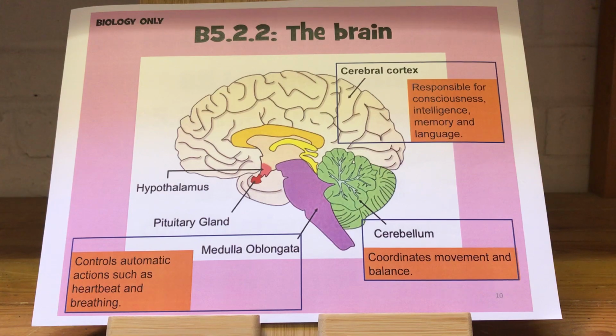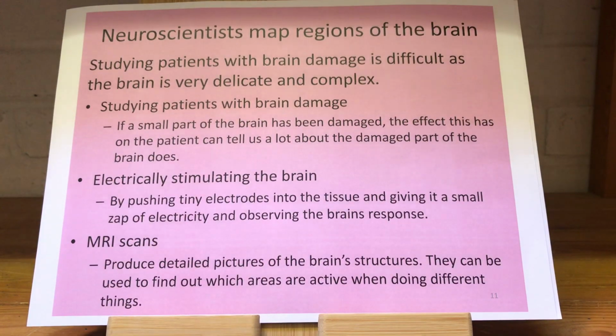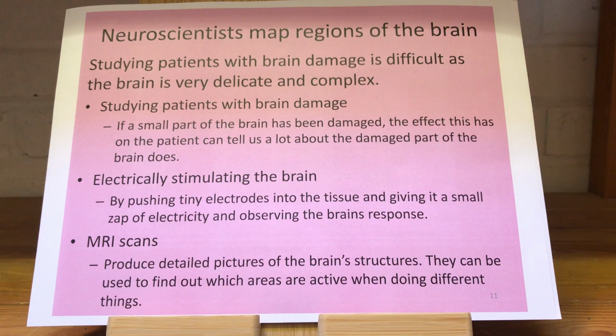We must be specific. So neuroscientists map regions of the brain. It's really hard to study the brain because it's so complicated and it's so delicate. So if a part of the brain has been damaged, it can tell us a lot about what that part of the brain does. The brain can be stimulated using tiny electrodes. This will be done while a person is awake so that they can see the response that the person has to that stimulus. MRI scans are also able to give us detailed pictures of the brain structures. We're able to then compare those pictures we take with pictures that are either damaged or healthy, so we can make those comparisons.